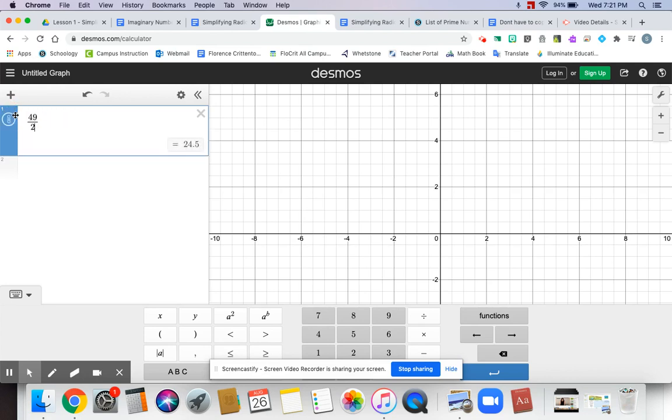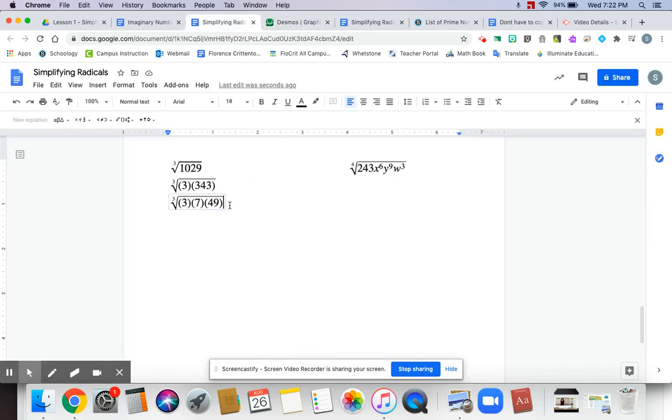Let's divide by 2. No. 3. No. 5. I skipped 4 because it's not a prime number. No. 6 isn't a prime number, so then I'll try 7. Yes, 49 is 7 times 7. So 49 can split into 7 times 7.